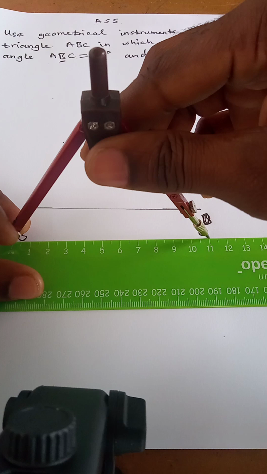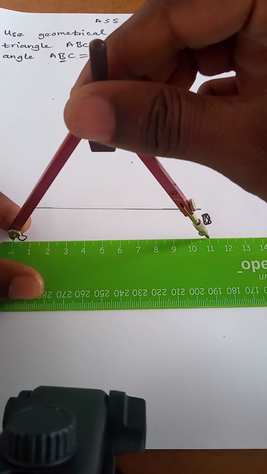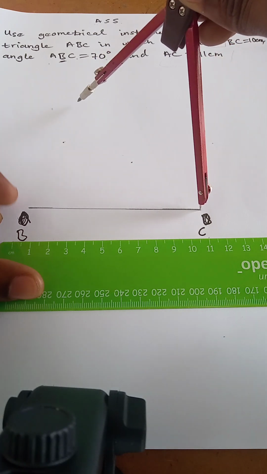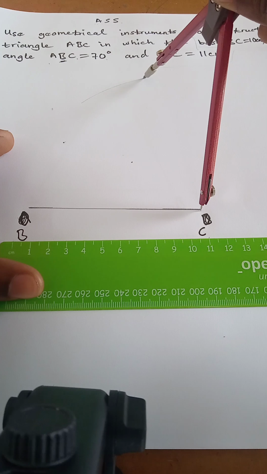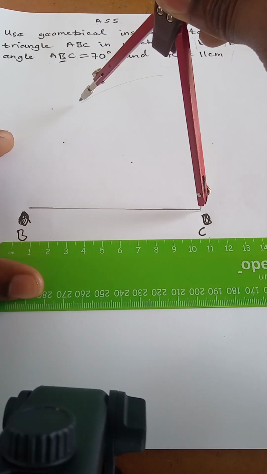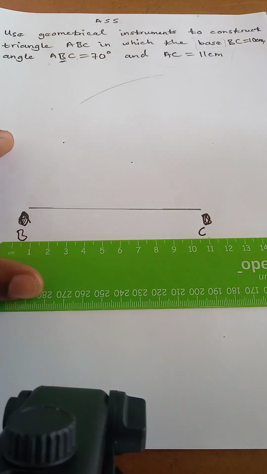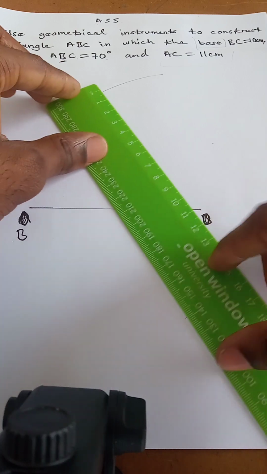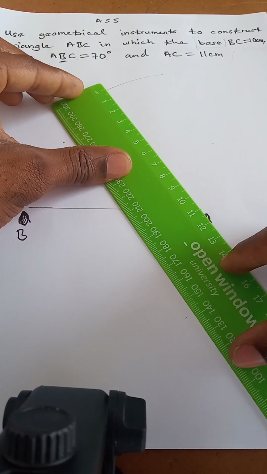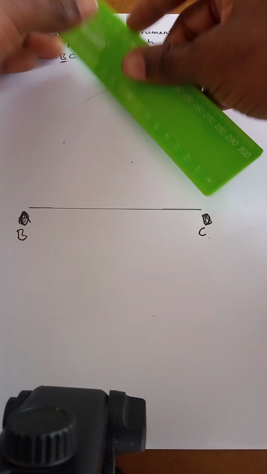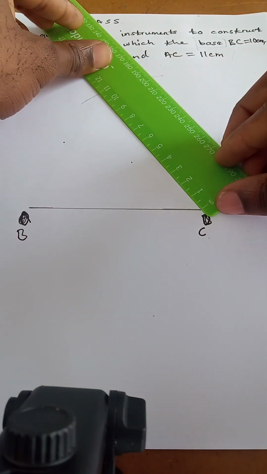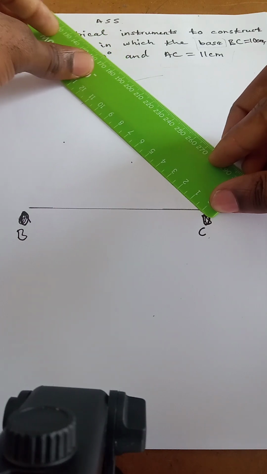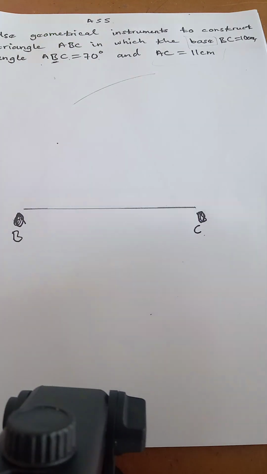So you can do this. This is 11 centimeters. So you can put your point here and draw an arc like this. So this arc is always 11 centimeters from C. Yes, you always make sure that you check that what you are doing is correct.